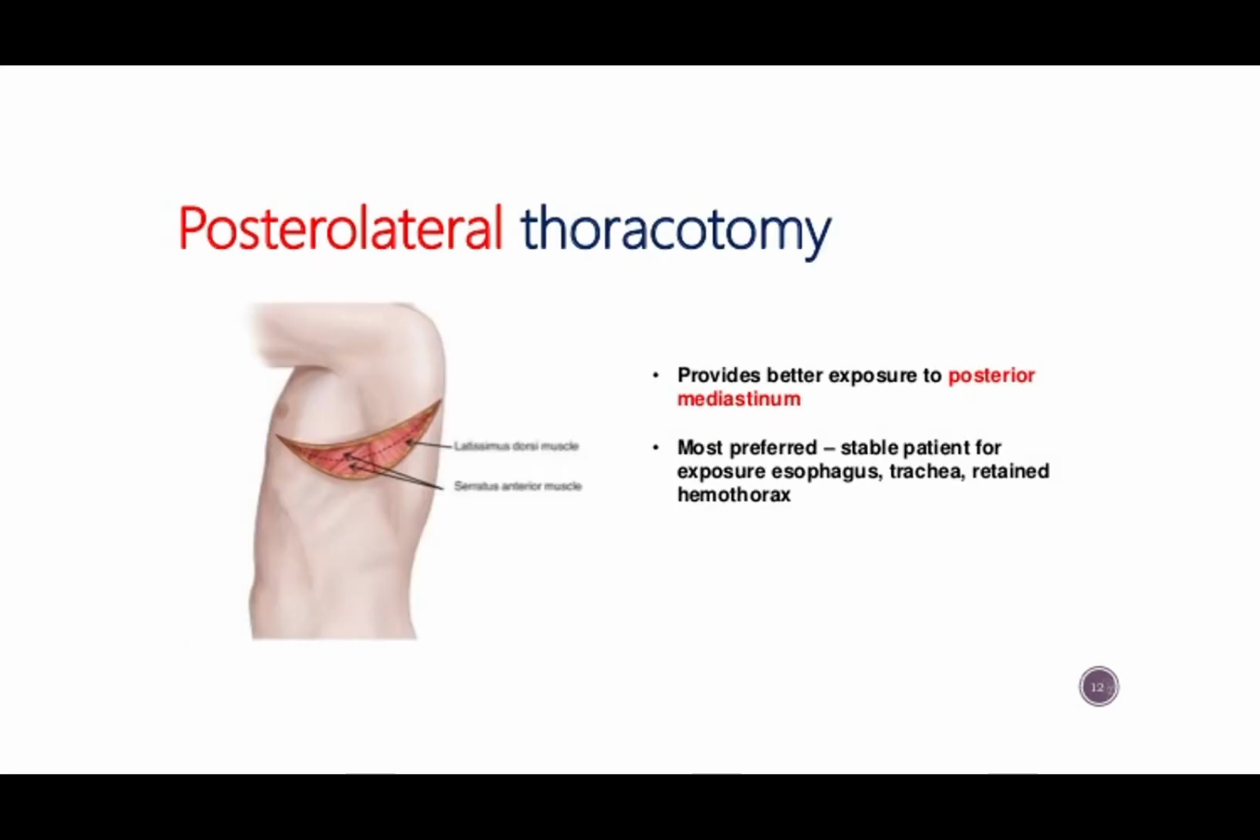This is your more traditional posterior lateral thoracotomy that you're going to be doing for lung cancers, and thoracotomies in the OR for lung procedures or mediastinal procedures. It's going to give you a good aspect to the posterior mediastinum. And again, this is what we use for our esophageal resections as well.